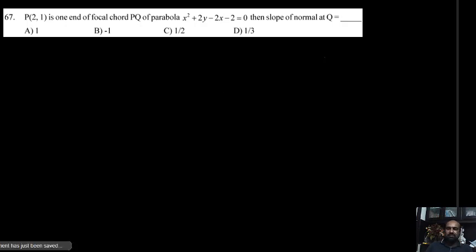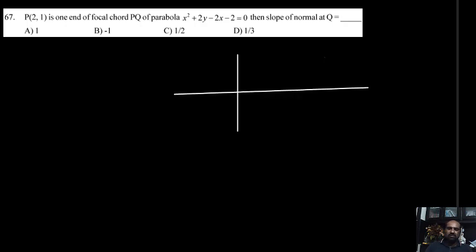For example, this is a parabola. This is a focal chord. This is P, this is Q. Focal chord, that is an interesting thing.